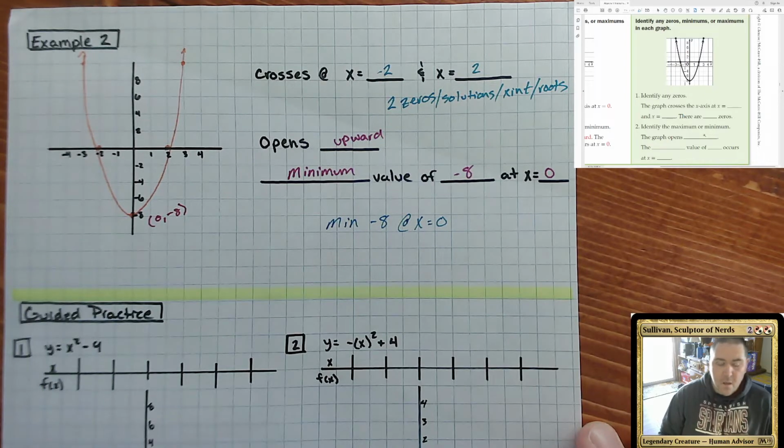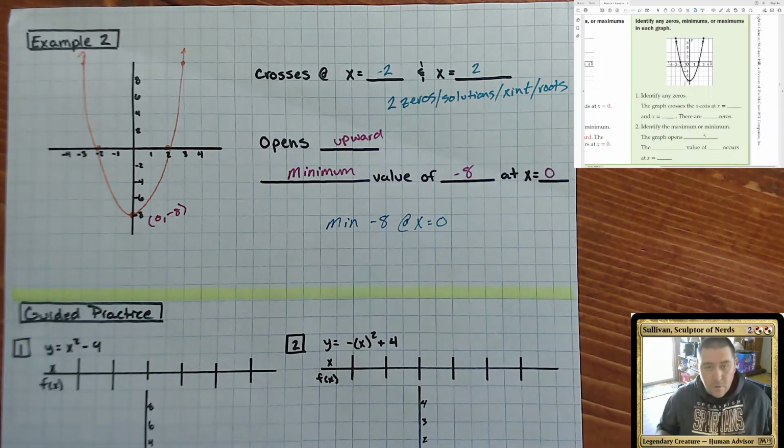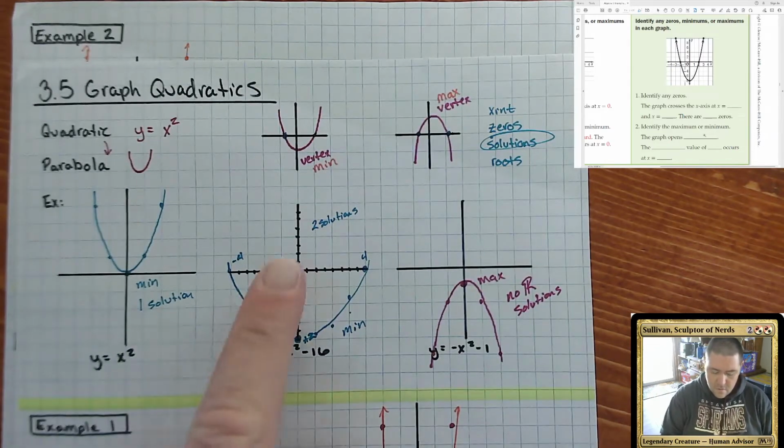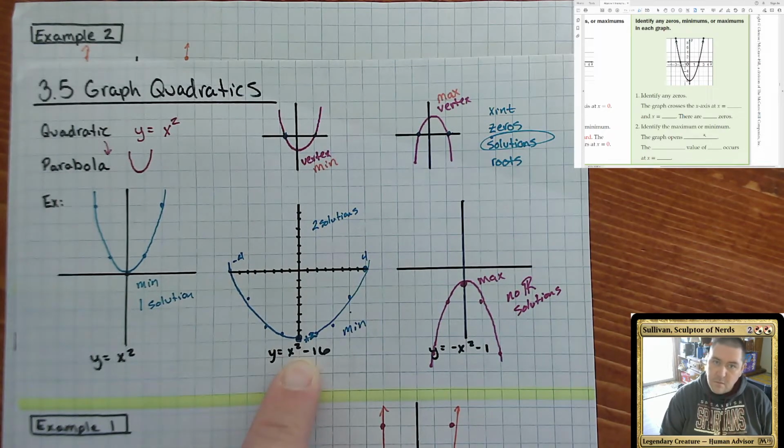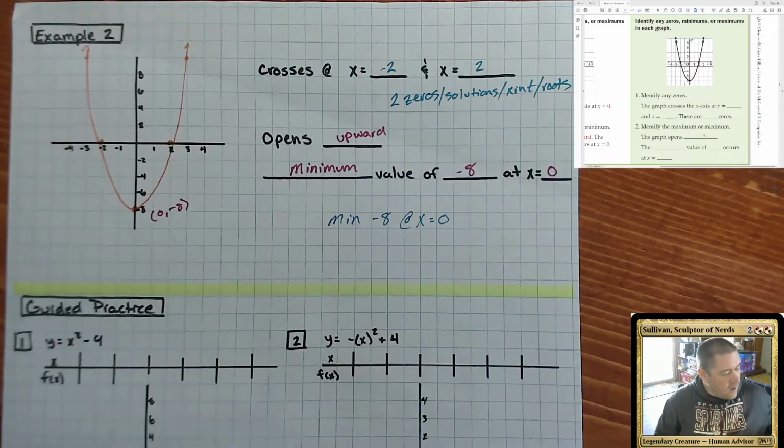Okay? So the two things that we're really talking about here, and that really is it, is zeros and maximums and minimums. Beyond that, you are just graphing by table, and you're going to let the calculator do all the heavy lifting for you.